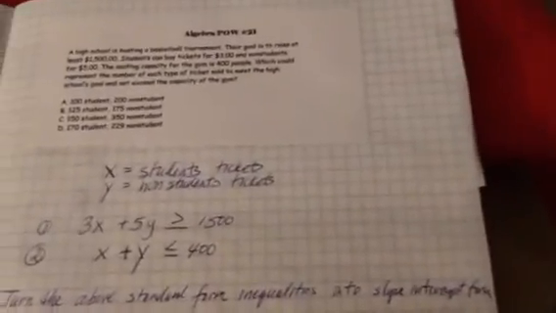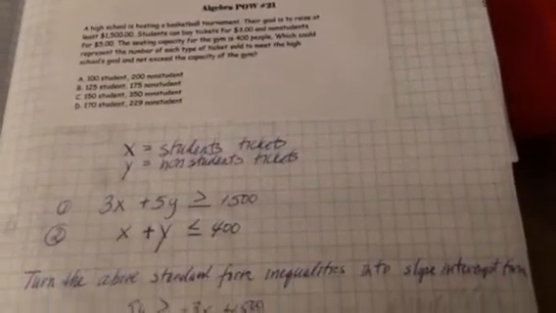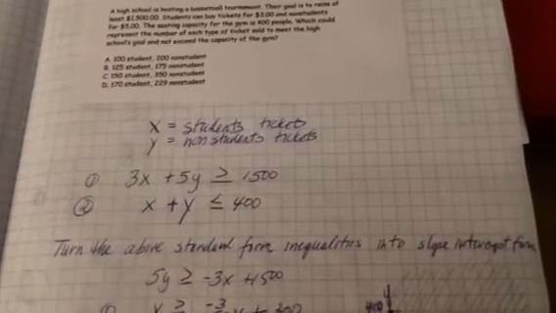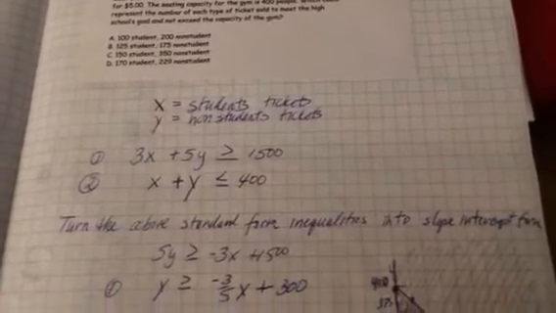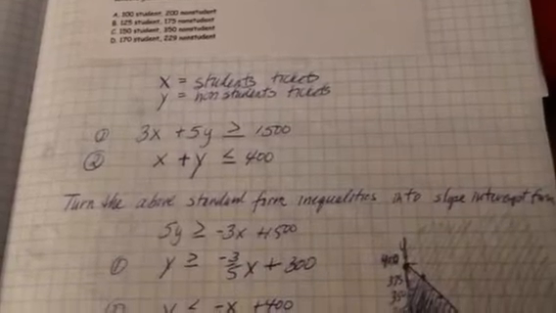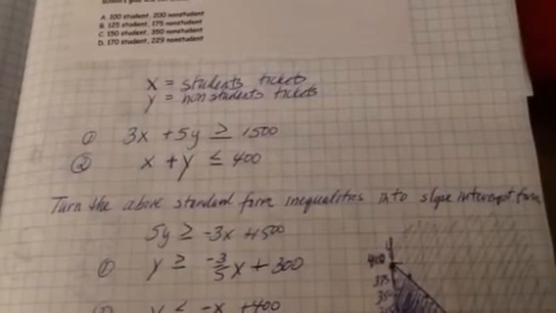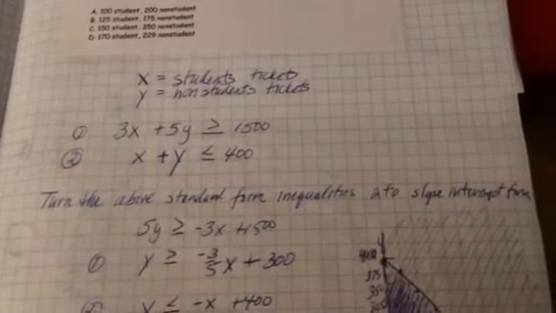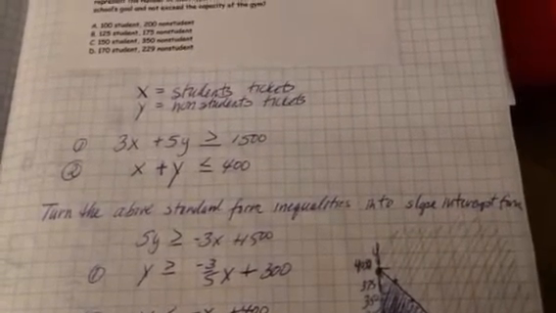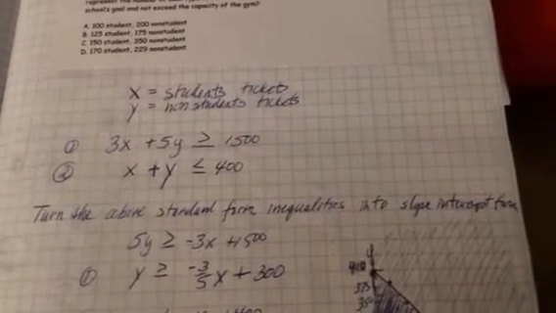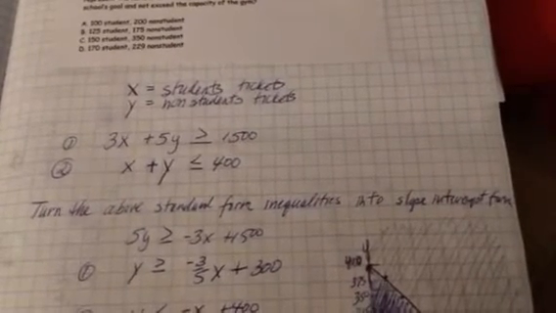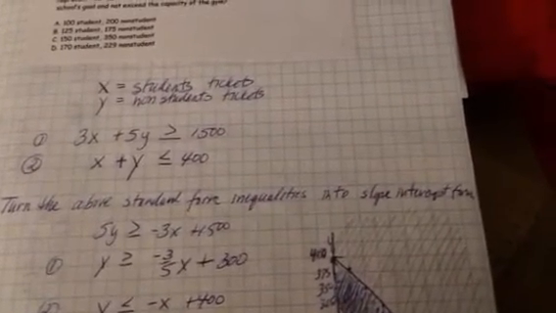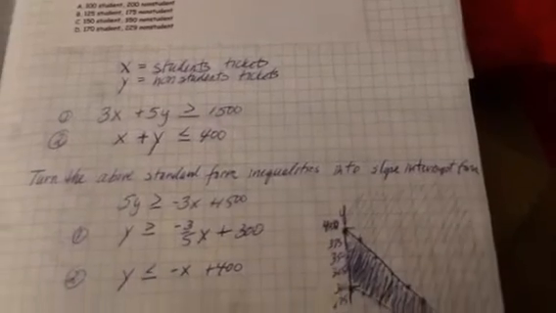Okay, number 21. This one we ended up doing in class one day. x represented the student tickets, and I had y represent the non-student tickets. So I set up an inequality: 3x plus 5y is greater than or equal to 1,500, because they needed to make at least $1,500. And then x plus y is less than or equal to 400, because the most students that they could have in the gymnasium was 400.